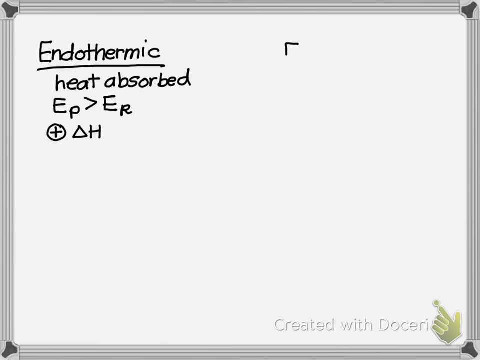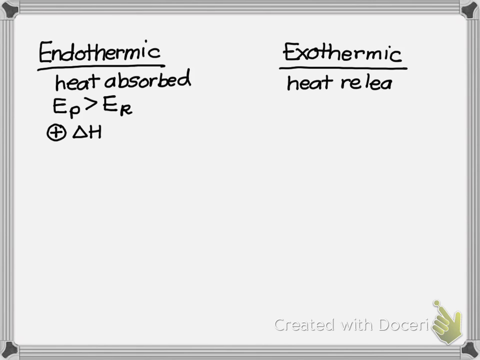Okay, exothermic reactions. So heat is released, that's the definition. And because the heat is released, the energy of the reactants is greater than the energy of the products. The reactants are higher than the products. And because of that, when we subtract the reactants from the smaller products, we have a negative value of delta H.